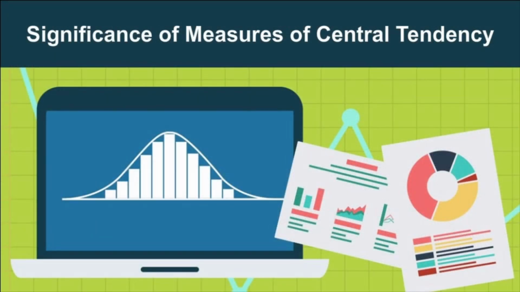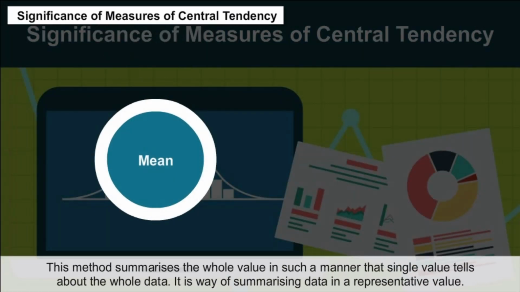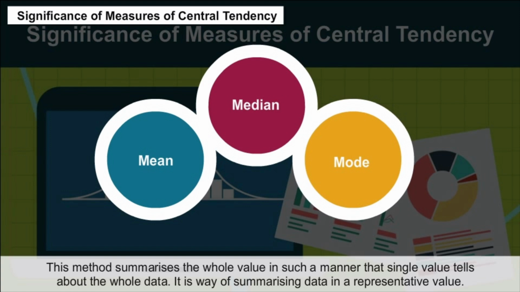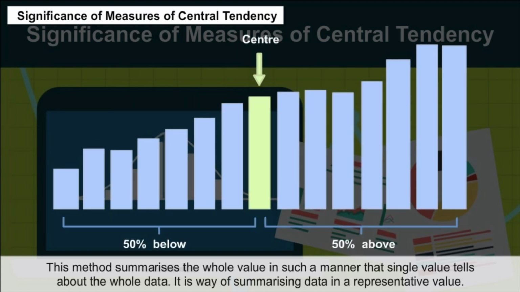Significance of measures of central tendency. This method summarizes the whole value in such a manner that a single value tells about the whole data. It is a way of summarizing data in a representative value.